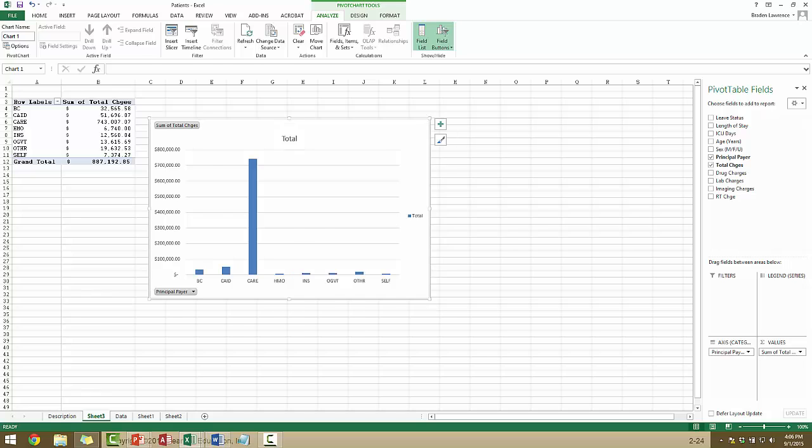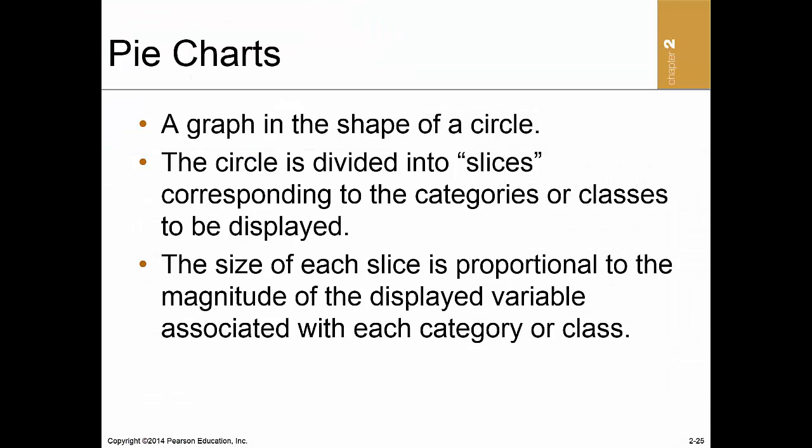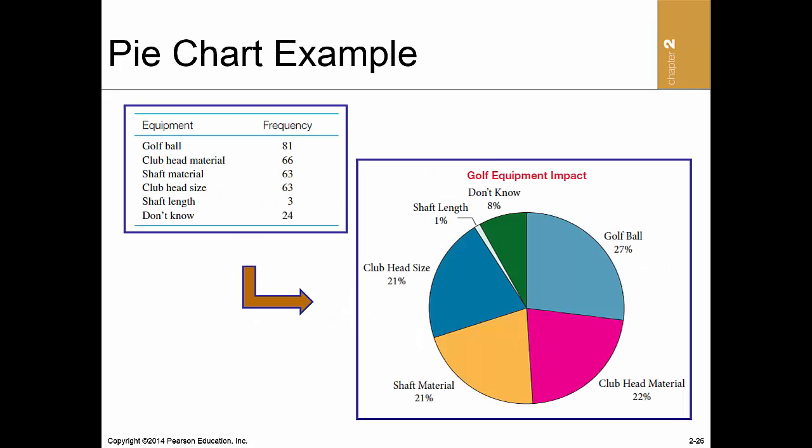A pie chart is another graphical tool that can be used to transform data into information. You've likely seen these many times before, but it's a graph in the shape of a circle. The circle is then divided into slices corresponding to the categories or classes to be displayed. The size of each slice is proportional to the magnitude of the displayed variable associated with each category or class. Here's an example of a pie chart in golf equipment. These data report that golfers see a golf ball as being the most responsible for improving an amateur golfer's game.